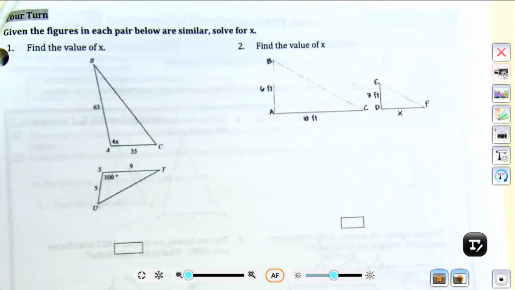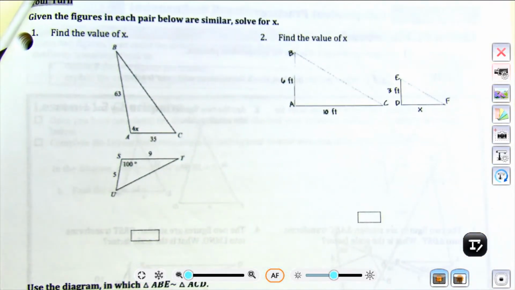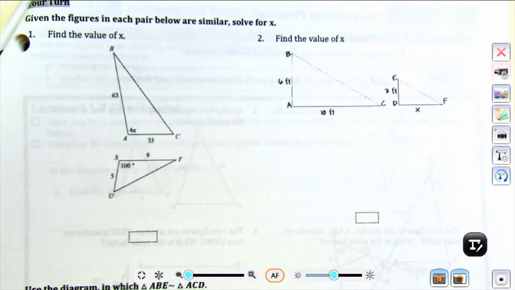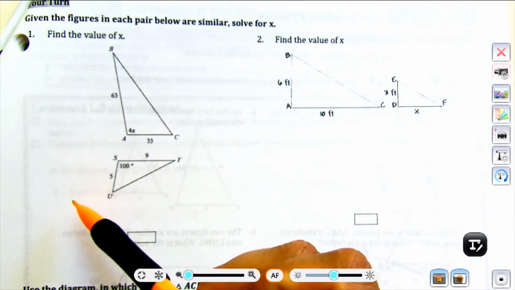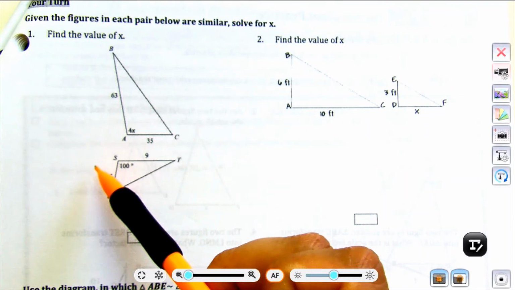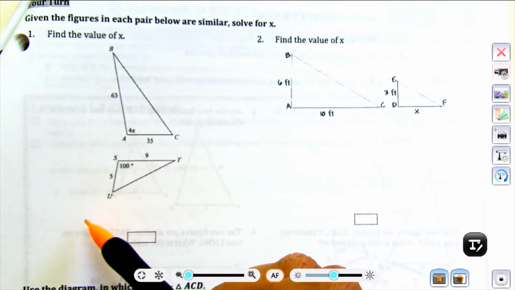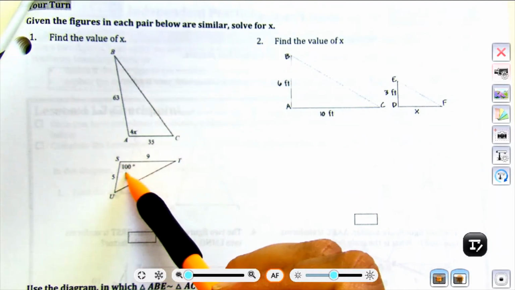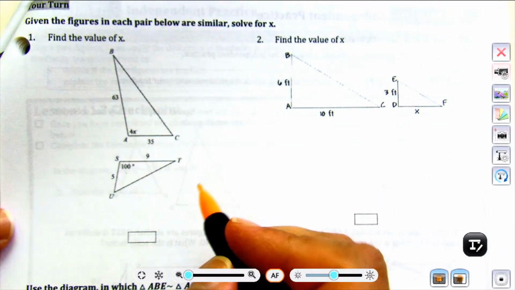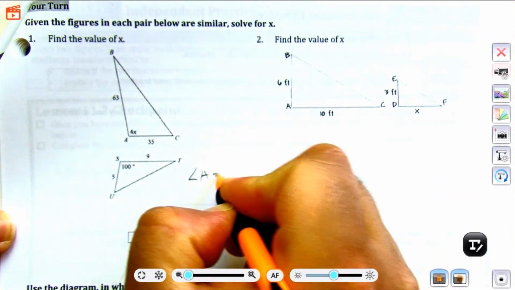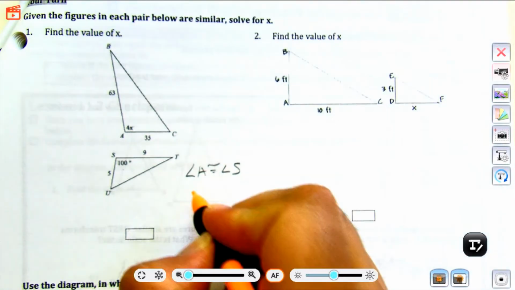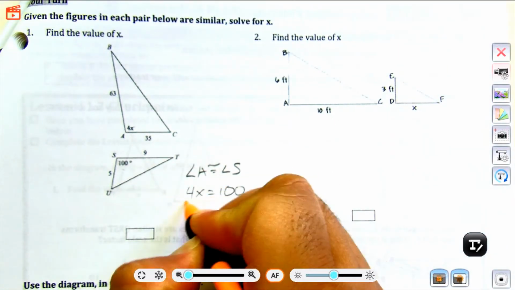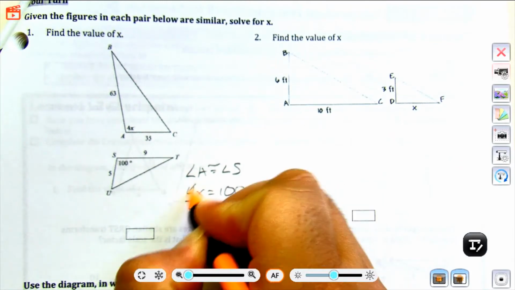Okay, so now we're going to try one problem of an angle and then one problem using sides. So if we look at these two figures, we have triangle ABC and triangle STU. Angle A corresponds to angle S, so we could say angle A is congruent to angle S. And then I could substitute the values. So I have 4x equals 100, and if I divide both sides by 4, I get x equals 25.